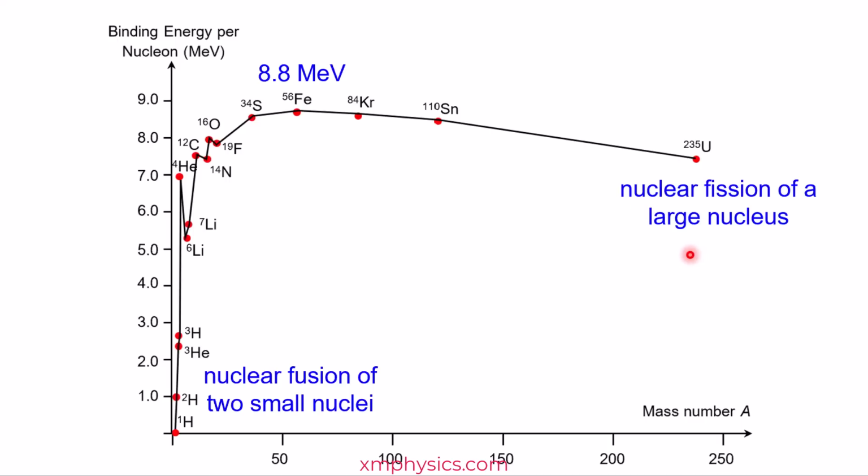Okay, I hope now you understand what is the mass defect, what is the binding energy, and what is the binding energy per nucleon. And why, if you are looking to harvest nuclear energy, you should be looking to the nuclear fusion of two small nuclei or the nuclear fission of a large nucleus.